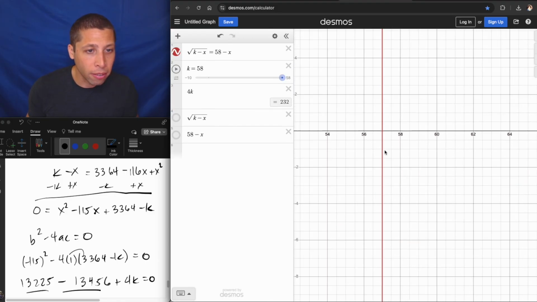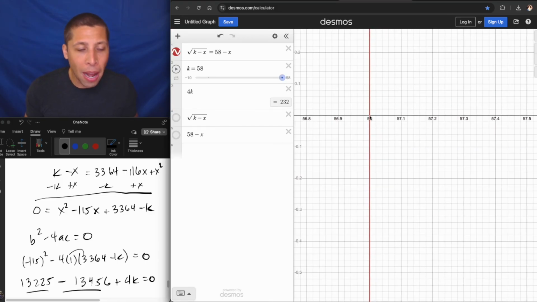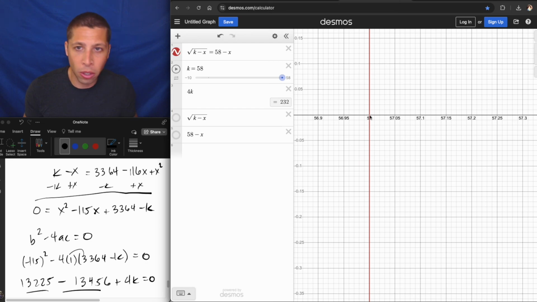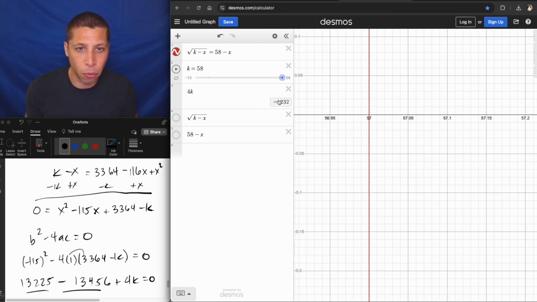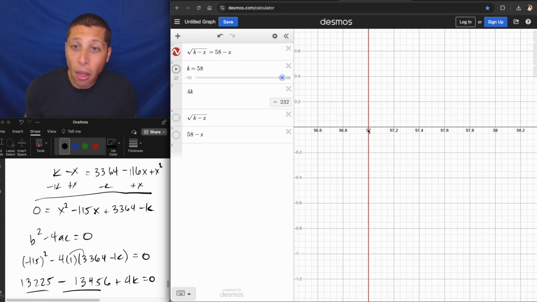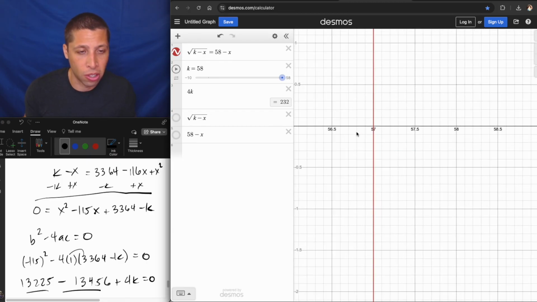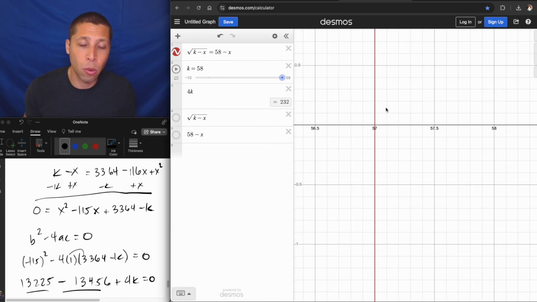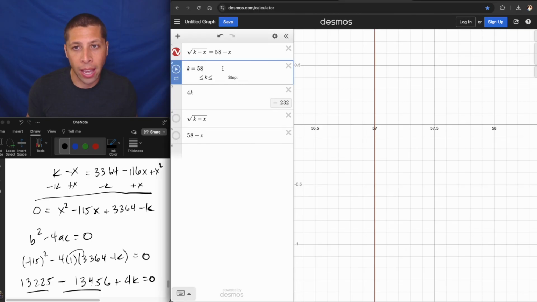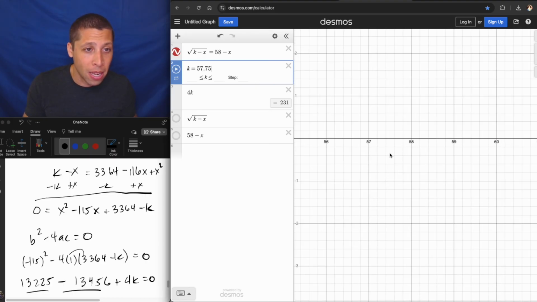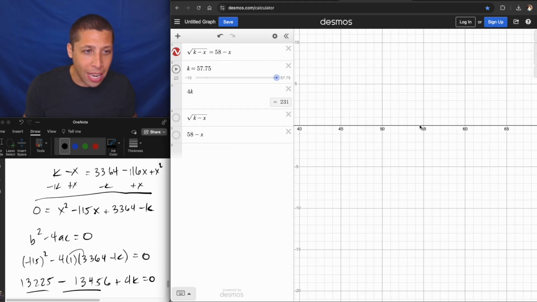And I only see one. So in my mind, that's proof that there's one solution when k is 58, and that would mean that 4k is 232. I don't see another line, so it's not like there's two solutions here. But I guess what they wanted in the question was the minimum value of k, and technically, yes, 57.75 is smaller than 58. But where's my solution? I don't see it.